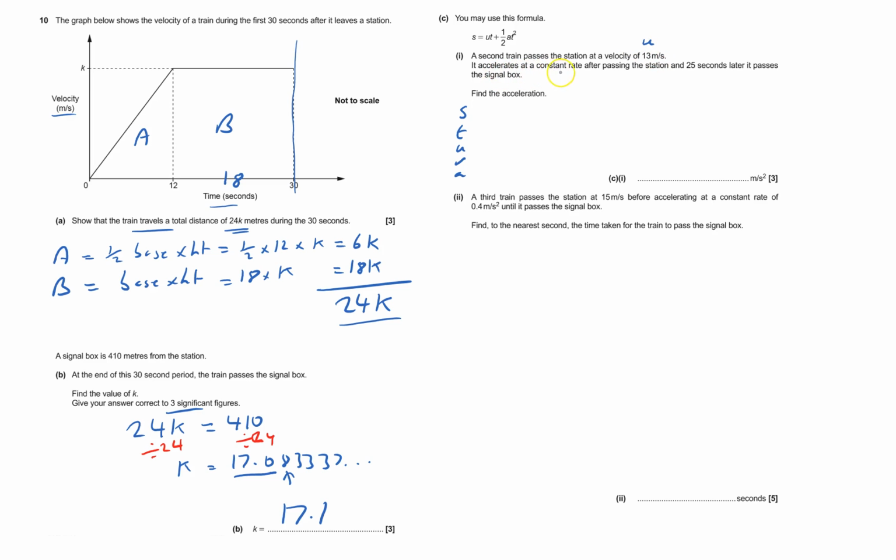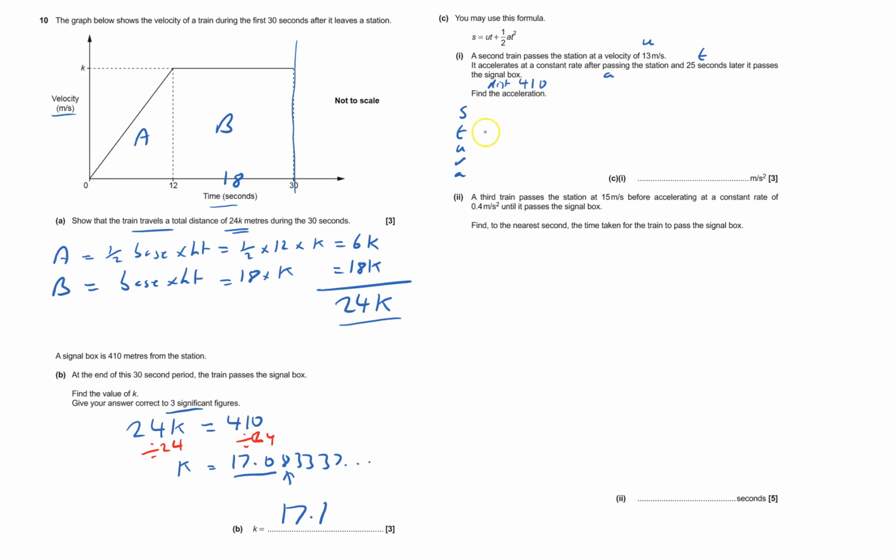It accelerates at a constant rate after passing the station. It doesn't say what it is, so a is the acceleration. And 25 seconds later, so 25 is the t, it passes the signal box. So that means the distance is 410 metres. And then we just have to put it into here.